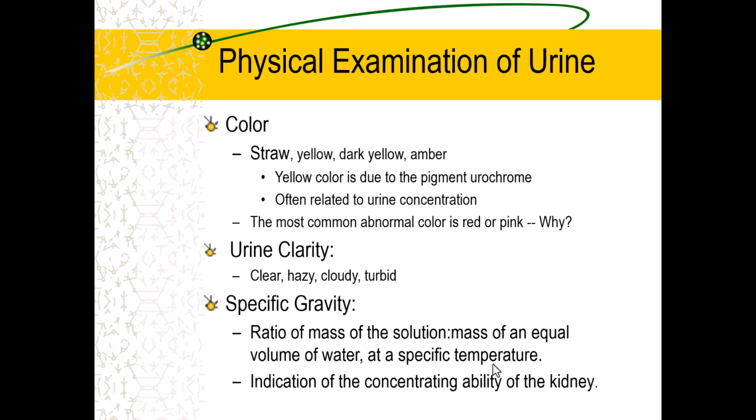The most common abnormal color we see is pink or red. Why? Blood. Blood is not normal in our urine. So we shouldn't see blood really. So if we do, that's our most common abnormal color.